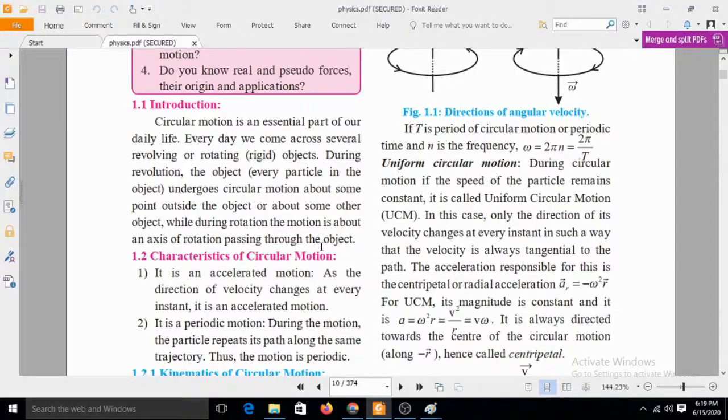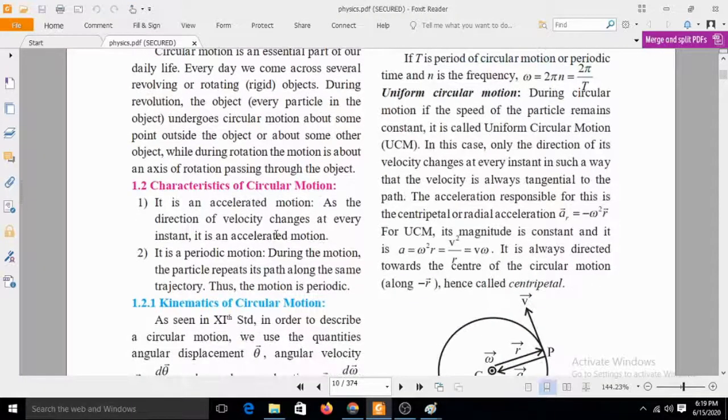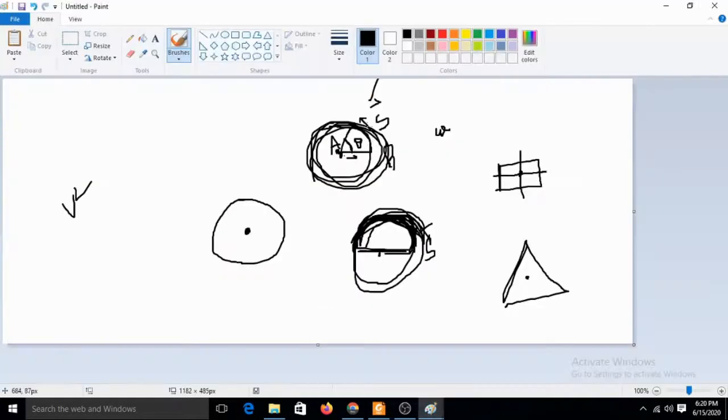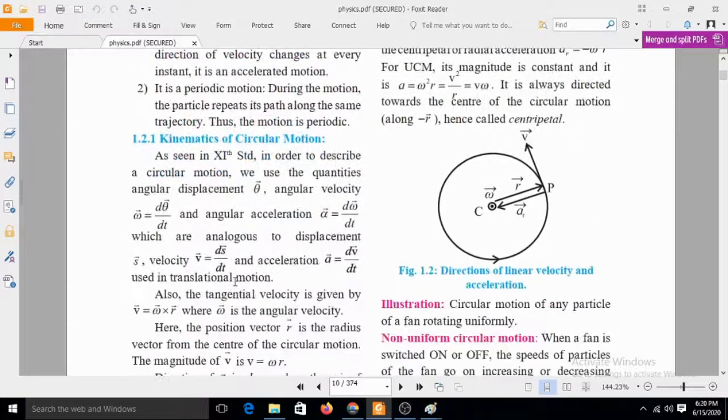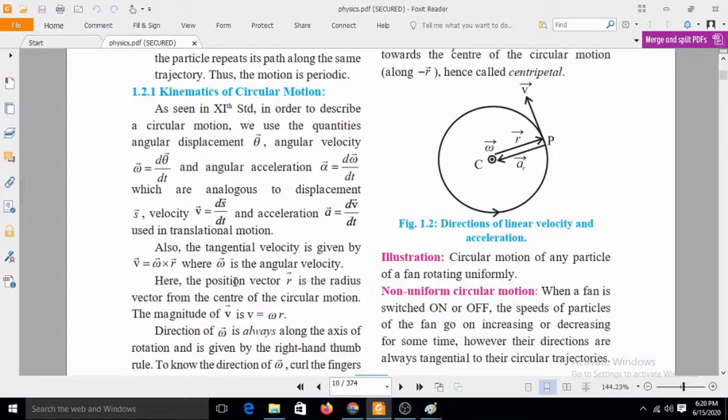Now what are the characteristics? It is an accelerated motion, because the direction of velocity changes at every instant. It is also a periodic motion: the particle repeats its path along the same trajectory. These are all already explained in the diagrams.